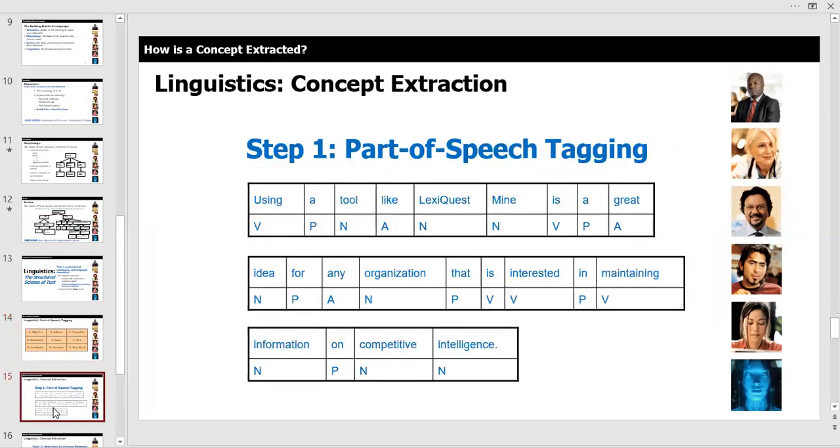So for example, we're just going to go through a 3-step concept extraction example. Step 1, part of speech tagging. It says: using a tool like LexiQuest Mine is a great idea for any organization that is interested in maintaining information on competitive intelligence. You can see underneath each word, the computer had to parse out every single word, put it in its own little box, and then assign a component to it.